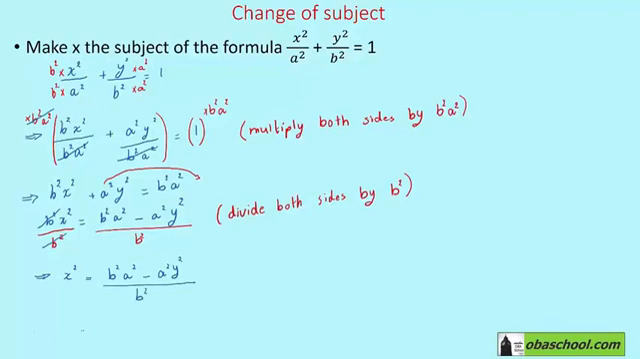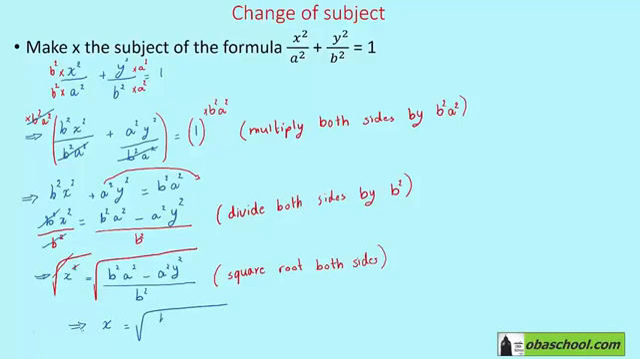And the final step is to get rid of the exponent 2 that is on top of the x, and that is through applying the square root to both sides. And now, the square root cancels the exponent 2 that is on top of the x, which finally leaves us with the final answer, which is x is equal to radical b squared a squared minus a squared y squared over b squared.